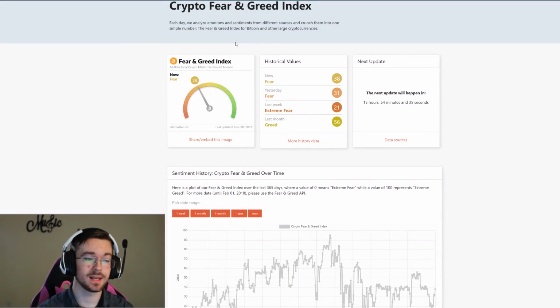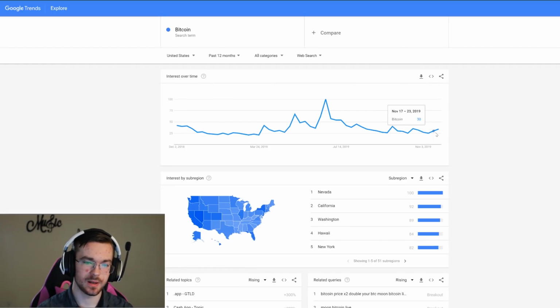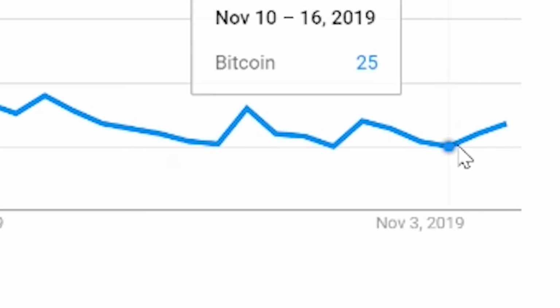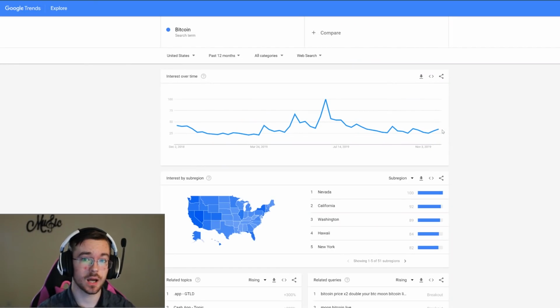We have the crypto fear and greed index as a contrarian signal saying that we are starting to move in the right direction. And we also see that there's been a little bit of a blip here in the last 2 weeks on Google Trends with people getting interested in the cryptocurrency once again. We went from 25 to 34. That's not a negligible move.